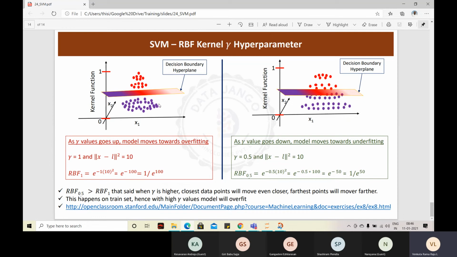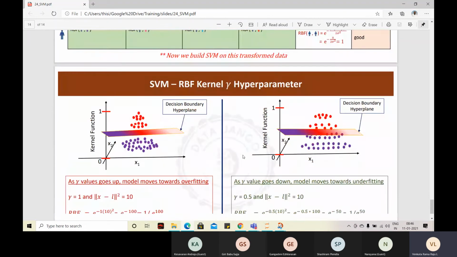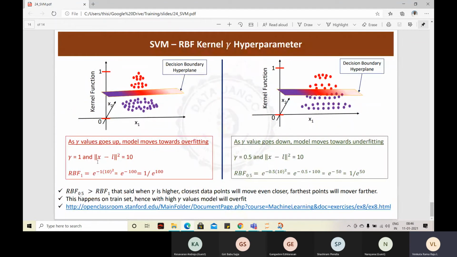or increasing overfitting. So here, suppose that there is an x and there is an L, and the Euclidean distance between them, the numerator, is 10. And gamma is 1. Gamma is one hyperparameter. So if you take gamma equal to 1, what will happen? e power minus 1 into 10 square. It's going to be 1 by e power 100. If you take gamma equal to 0.5, it will become e power minus 0.5 into 100. It's going to be 1 by e power 50.